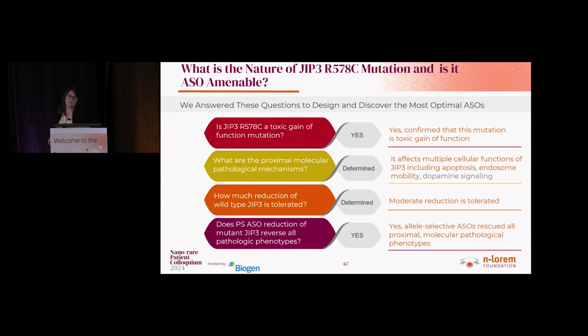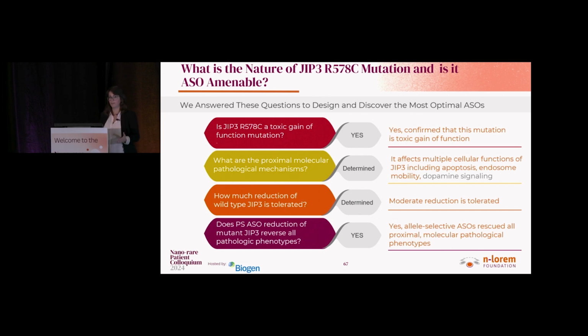We went ahead and answered all of this, and this is what we did in-house research on. So now I'm very happy to say that yes, we have established and determined that this mutation is a toxic gain of function, meaning that we could then go ahead and design and discover an allele selective ASO. We now know the proximal molecular pathological mechanism, and these include apoptosis, endosome mobility, and, very importantly, a very novel function that nobody has reported, which is dopamine signaling.